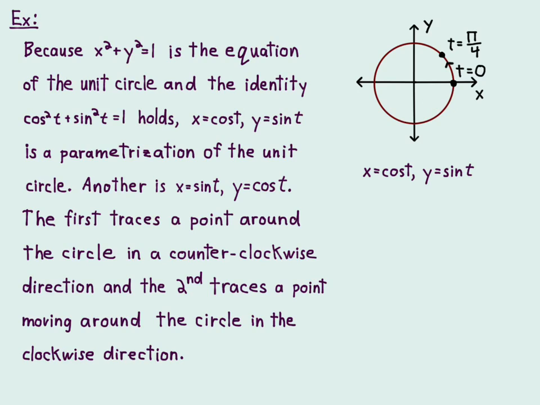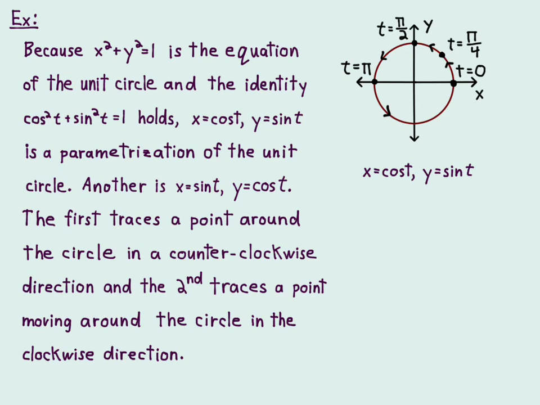At pi over 4, cosine is 1 over square root of 2, sine is 1 over square root of 2, and so you're right around this point here, where x and y are the same, and they're both positive. At pi over 2, cosine of pi over 2 is 0, sine of pi over 2 is 1, so you're at the point 0, 1, which is right here. So you can see it's moving counterclockwise, right?